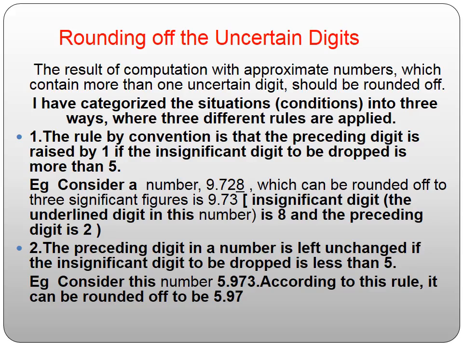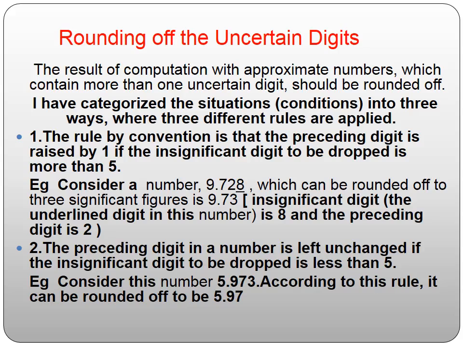Consider a number 9.728, which can be rounded off to 3 significant figures, that is 9.73. In this case, the insignificant digit, which is underlined already in this number, is 8 and the preceding digit is 2.